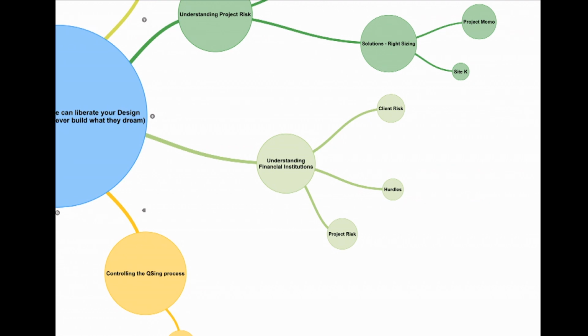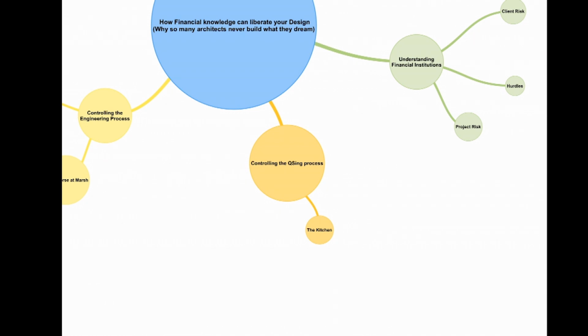I think it's very important, if you understand project risk and you understand client risk, that when you put those together, you start to look at how the banks look at projects and how they assess risk. So as an architect, you can understand how banks start to look at your clients and the projects you're working on and the chances of them becoming successful.